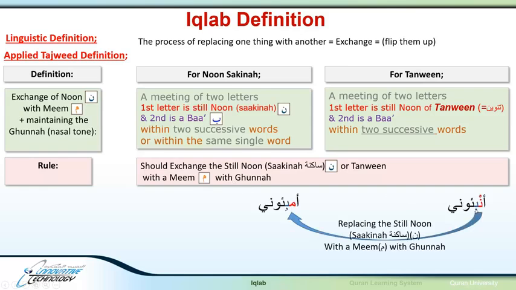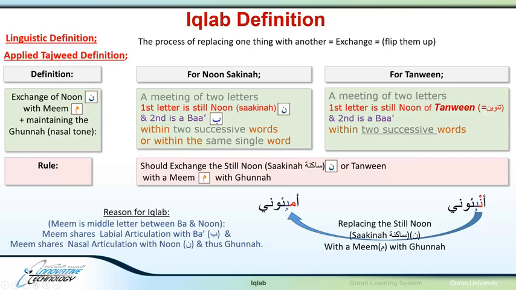Example, an biuni would be iqlabed or exchanged, the noon would be exchanged into meme, ambiuni. Of course, we don't write it this way, we pronounce it that way. An biuni becomes ambiuni. We replace the nun sakinah here with a meme, and we maintain the ghunna, ambiuni. The reason for that is that the meme, the letter meme, is a middle letter between ba and nun. Meme shares the labial articulation with the ba, and meme shares the nasal articulation with the nun, and thus the ghunna. Nun and meme, both of them have a nasal articulation and a ghunna.